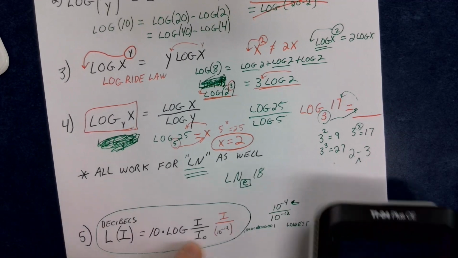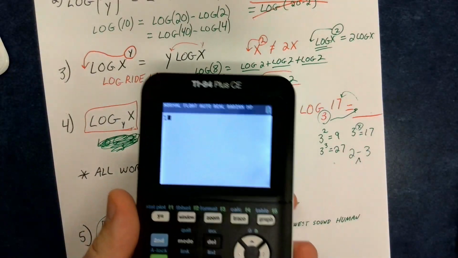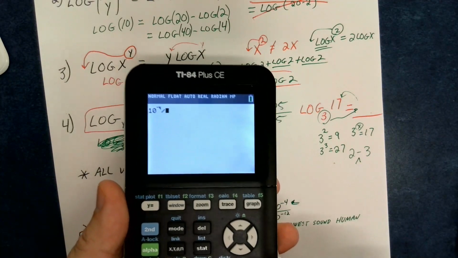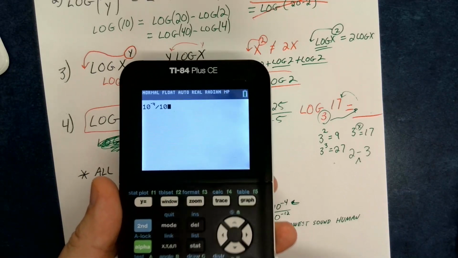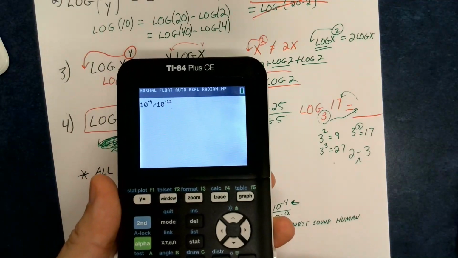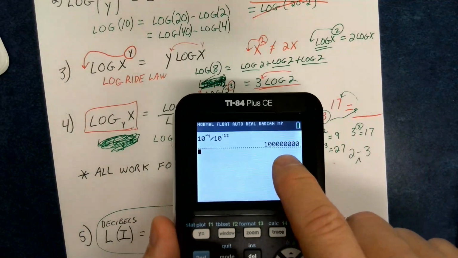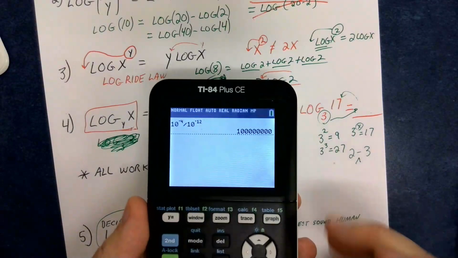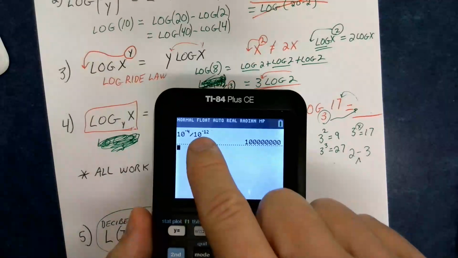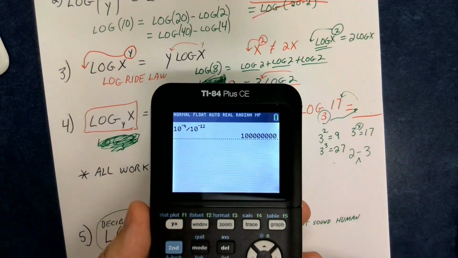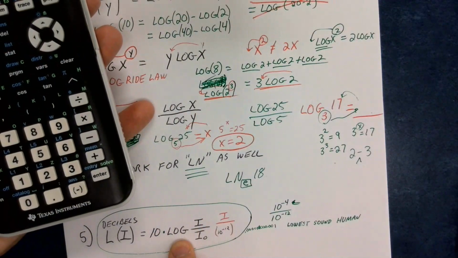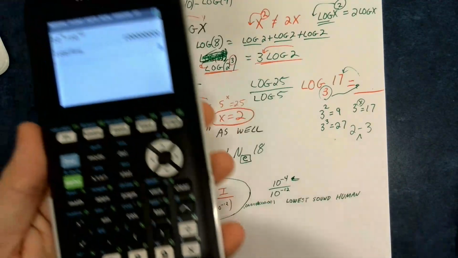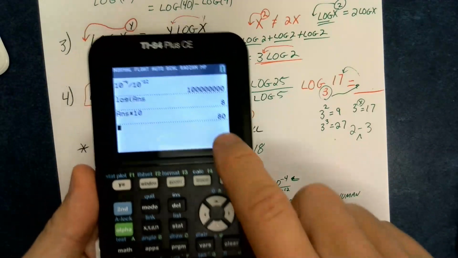You would go just like this. You take 10 raised to the negative 4th, divided by 10 raised to the negative 12th, and I hit enter, and I get that, right? You can see it's 8 zeros, or basically 8 factors of 10 bigger than that. Well, this formula says I take the log of that number. So I go log of that answer, and I get 8, and I times it by 10, and I get 80.